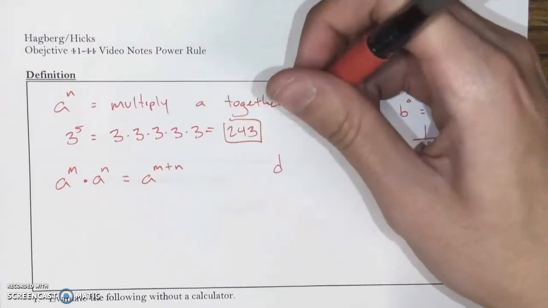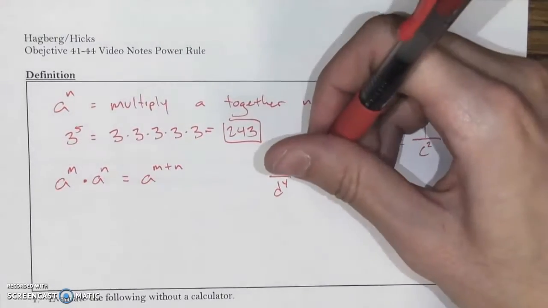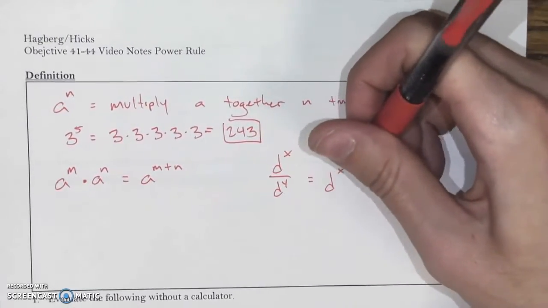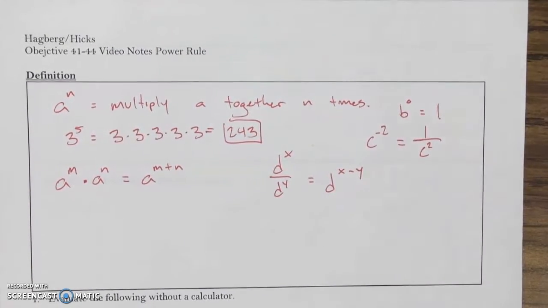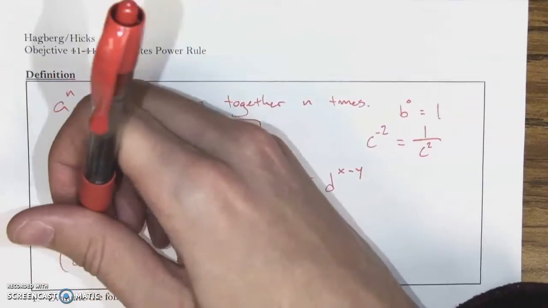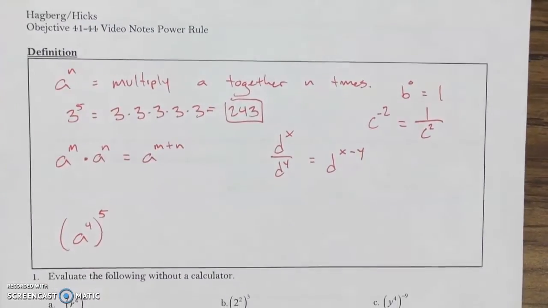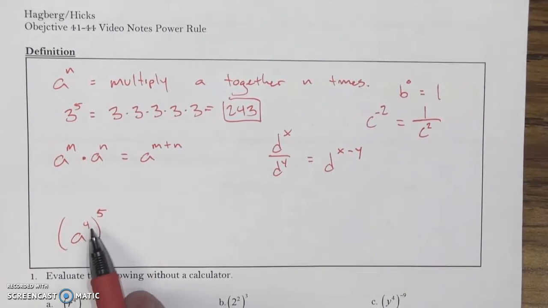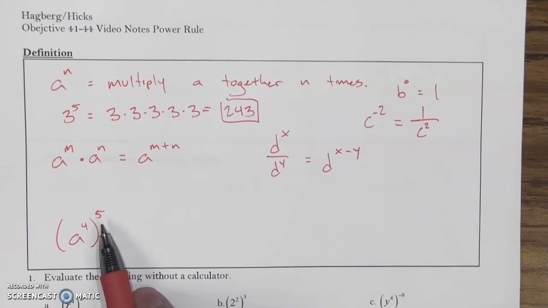We've got d to the x over d to the y. This would be the difference of the exponents, so d to the x minus y. The power rule that we're learning today follows from the product rule. Suppose I have a to the 4th to the 5th. You may recognize that we have a base of a raised to the power of 4, and then that's all raised to the power of 5.